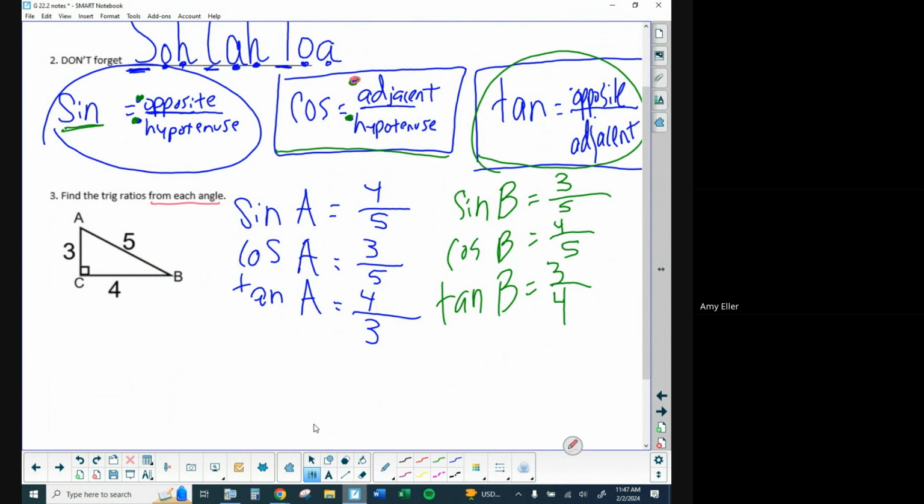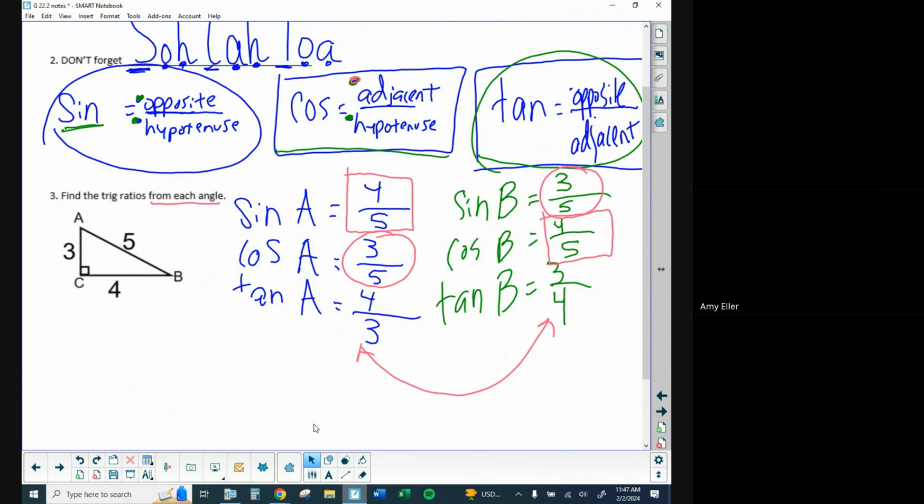There's a pattern that always happens. Do you notice some patterns? The sine of this is the same as the cosine of the other angle. And it works again. The sine here, 3/5, is the same as the cosine here. Your tangent ratios will always be... What do we call that? Close. Reciprocal. Yep, reciprocals. Tans will always be reciprocals.